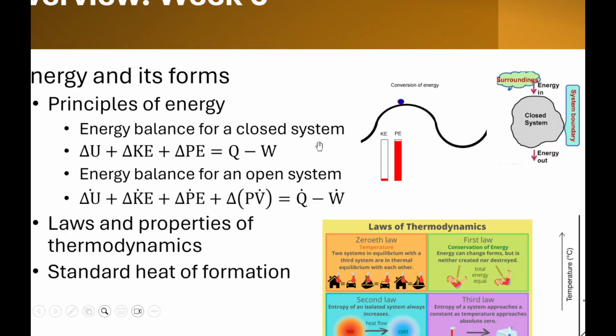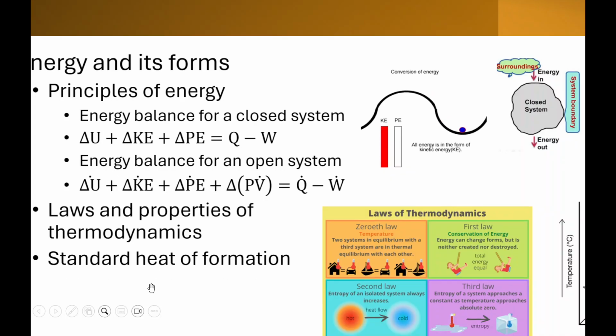So energy balance for a closed system basically involves the change in the internal energy. Internal energy is another term. Basically, you have some atoms or molecules, so they have some inherent energy owing to their translation, rotation, or vibration. That is termed as your internal energy. So change in the internal energy plus the change in kinetic energy plus the change in potential energy gives you the heat supplied to the system minus the work done.